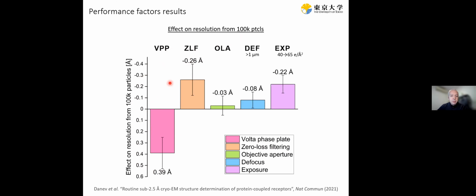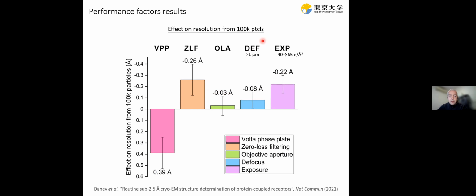Zero loss energy filtering provided quite a substantial improvement in the performance. So 0.26 angstrom. A negative value means a lower resolution number, so higher resolution actually. Objective lens aperture had an almost unnoticeable effect, although it blocked these crystal reflections, which you see sometimes in the images from the polycrystalline gold film.